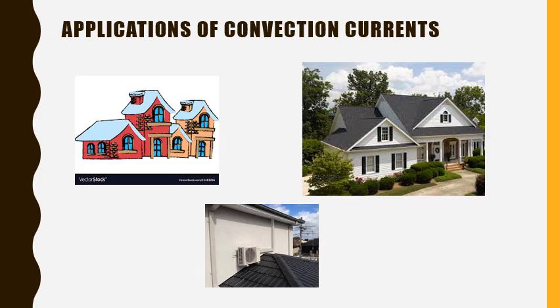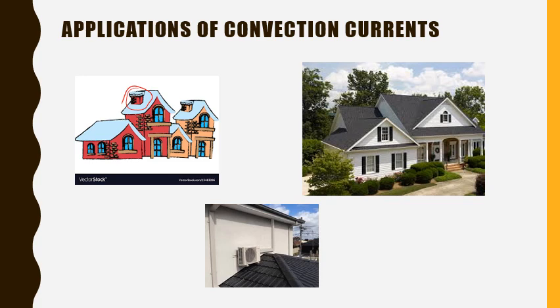Now let's see some of the applications of convection currents. The first example is chimneys. Smoke and gases from the houses and factories can be removed through chimneys. The hot air and the smoke rises up through the chimneys due to convection currents, and the cooler air enters through the windows and doors. The same funda that warm air rises up.